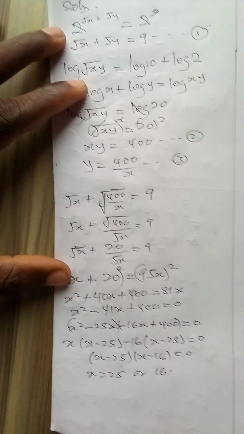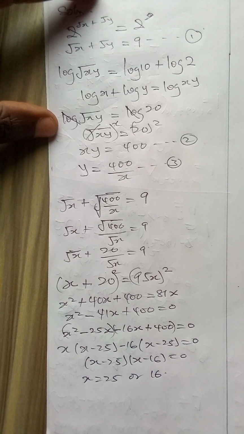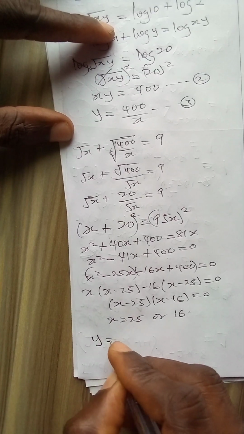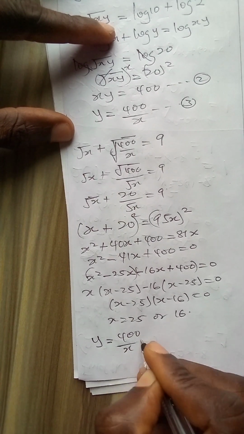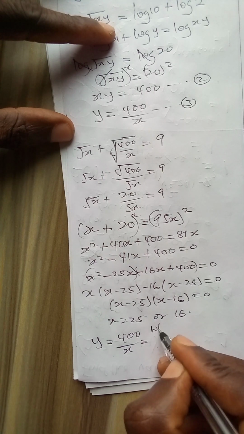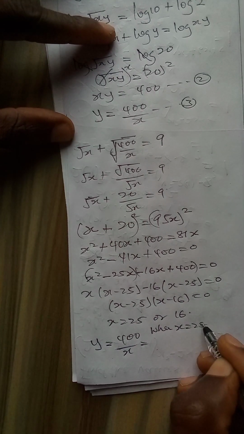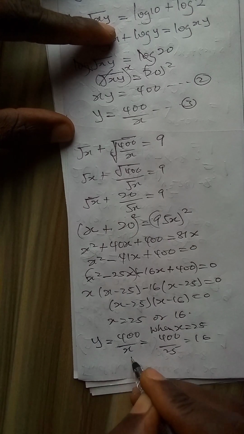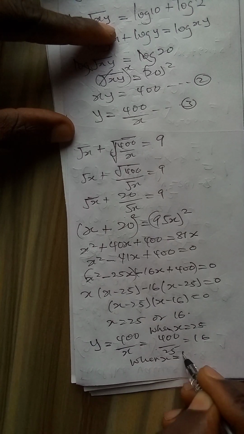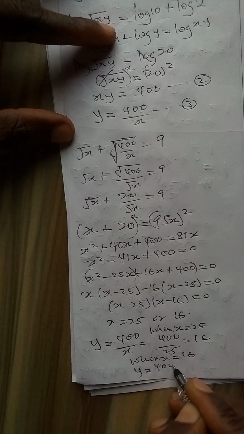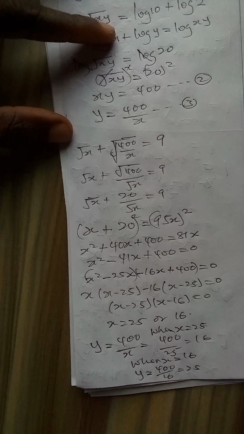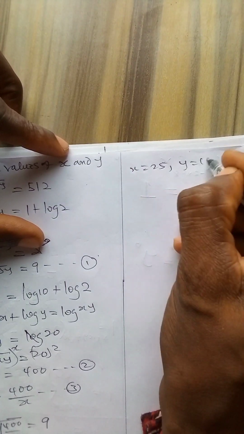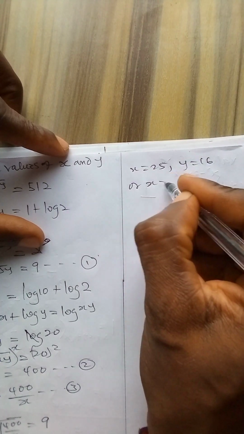Having found the value of x, we now need to find the value of y using equation 3. So y is equal to 400 over x. When x is 25, that means 400 over 25 will be 16. And when x is 16, y will now be 400 over 16, which is 25. The solution to this equation is x equals 25, y equals 16, or x equals 16, y equals 25.